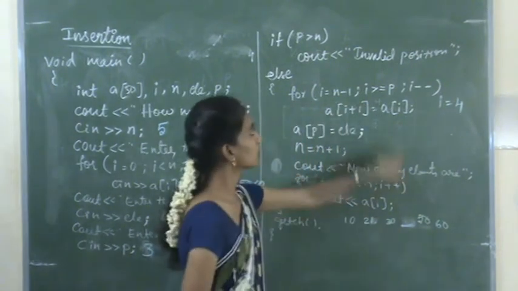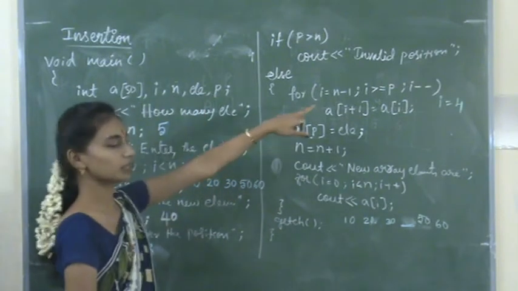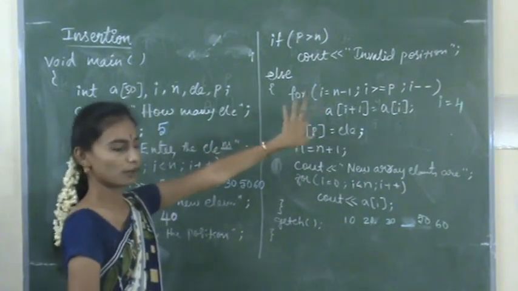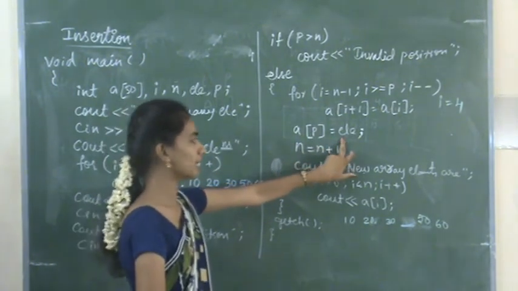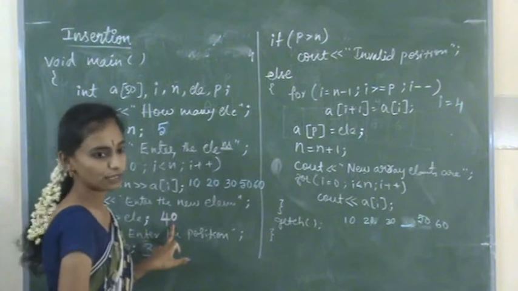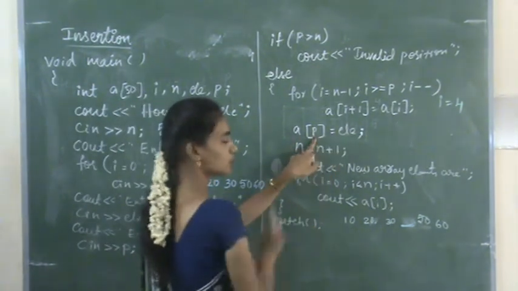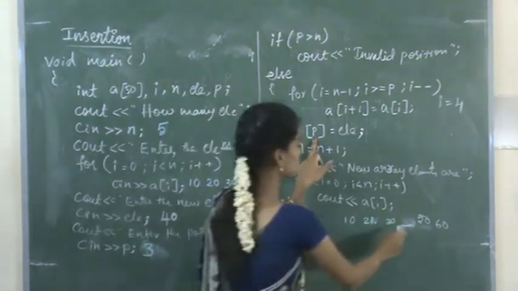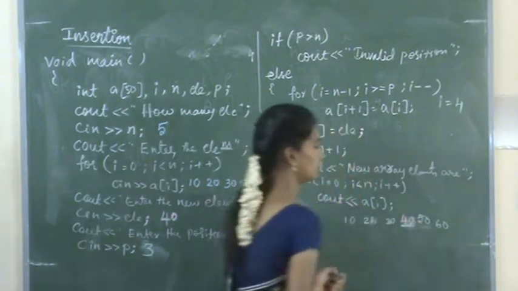So now we get the position value 3 equal to 3. Again if we decrement, is 2 greater than 3? False. It comes out of the for loop and it will assign the element. So what is the element? That is 40. So 40 is assigned to A of p. What is the position? 3. So in this position, it will insert the element 40.